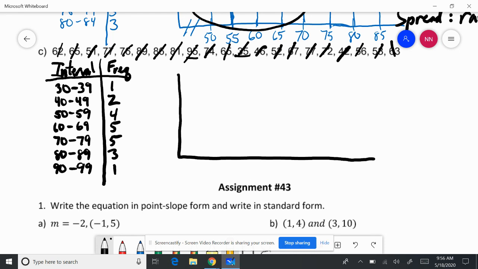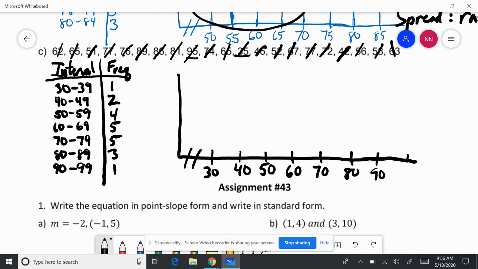Remember, we're not starting at 0, so if we don't start at 0, we put the 2 slashes, stating we could start wherever we want. So I'm going to start with 30, and I'm going to go 40, 50, 60, 70, 80, 90, and 100. Highest frequency is 5, so I'm going to go up to 5. 1, 2, 3, 4, 5. And that right there is my frequency.